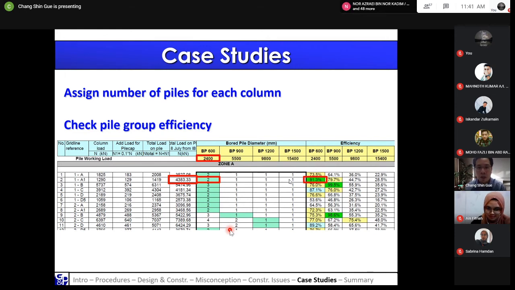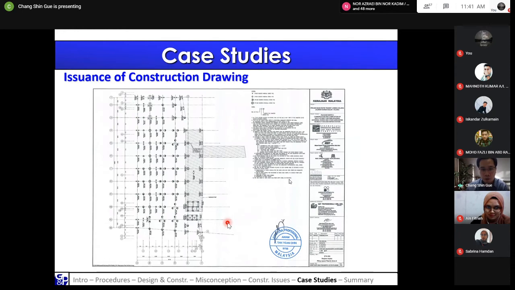And once you've done that, you can come up with a construction drawing like this, where you show the number of piles and which pile size to use for each column. And then the construction drawings will typically be endorsed by a professional engineer, and then this will be sent out for construction.